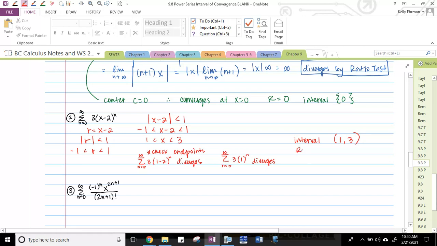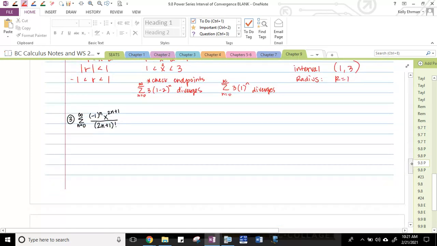What would the radius of convergence be? The radius of convergence was, before you solved for x, you had x minus 2 is between negative 1 and 1. You're just saying how far each of these endpoints is from the center. So remember, the center is 2. You're 1 unit away from both of those values. So the radius of convergence here is 1. You can kind of see that on this step right here. So the radius would be r equals 1.